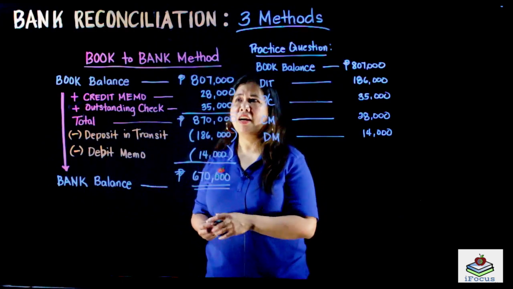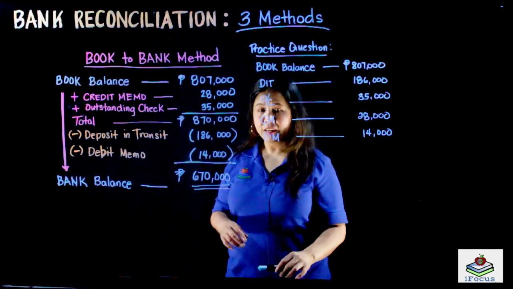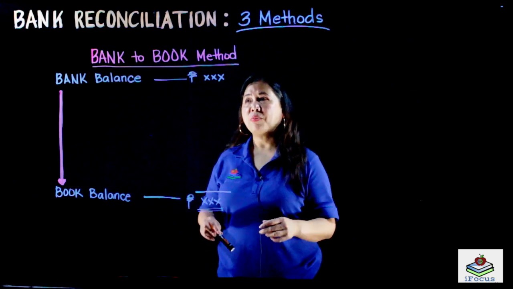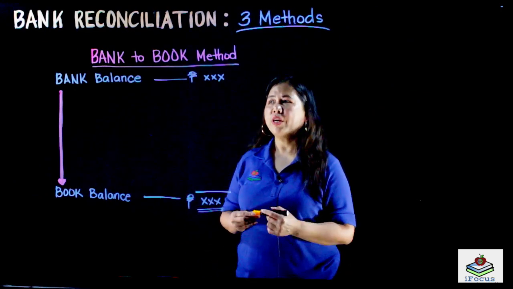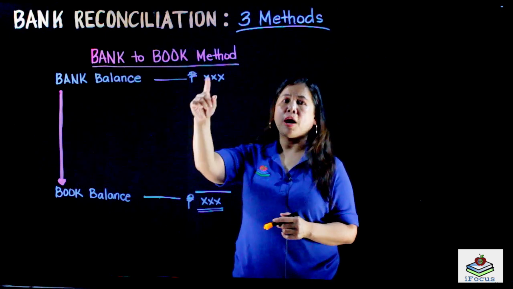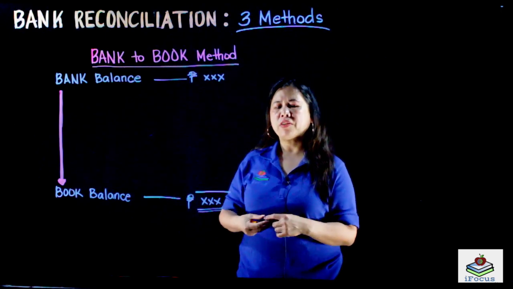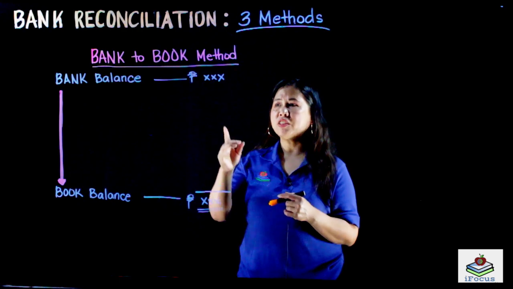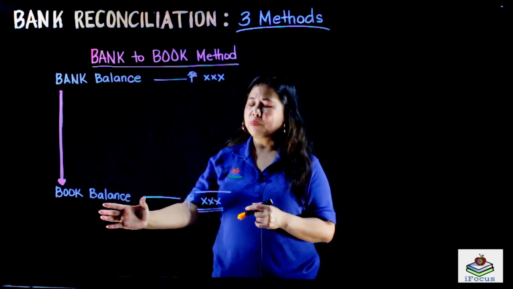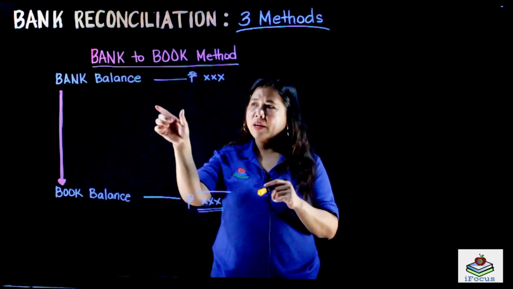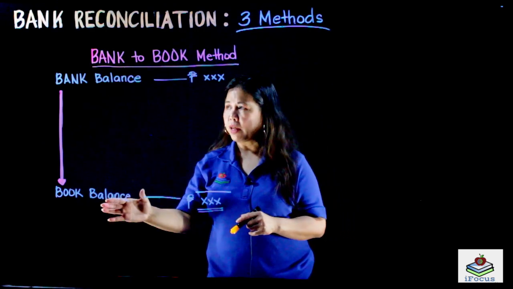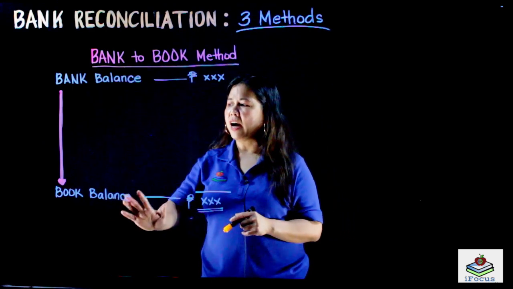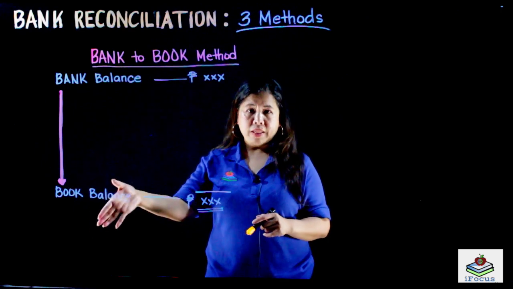Pag-usapan naman natin ang bank-to-book balance. At ito yan. Alright, the last method of the three methods of bank reconciliation, we have our bank-to-book method. Ang bank-to-book method, the bank balance is reconciled with the book balance. Therefore, the bank balance is adjusted to equal the book balance. So, i-adjust natin lahat para maging book balance.